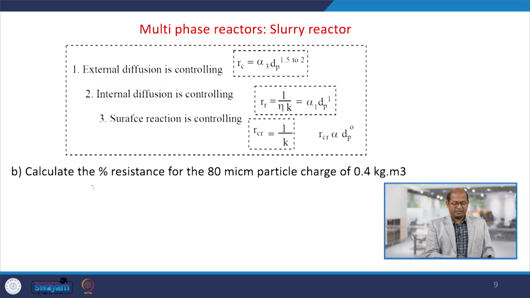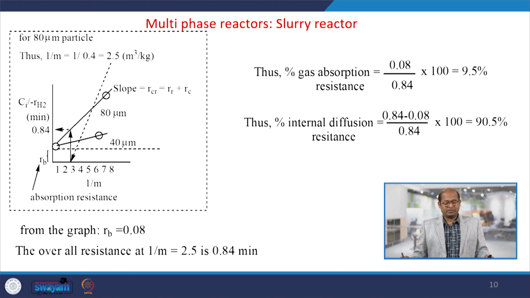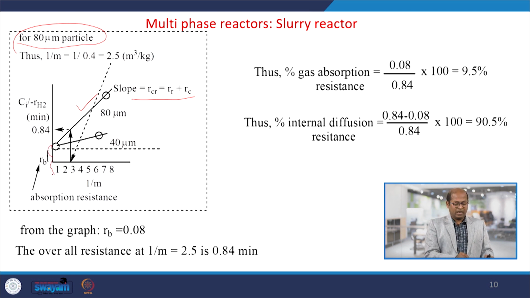Now we have to find out the percentage resistance for the 80 micron particle size that we have taken, with 0.4 kg per meter cube of catalyst charged. How do we find the percentage resistance? This plot we already have for 80 micron particles. From here, the intercept and slope we have already found. The intercept from the graph gives the point RB, that is the absorption resistance.